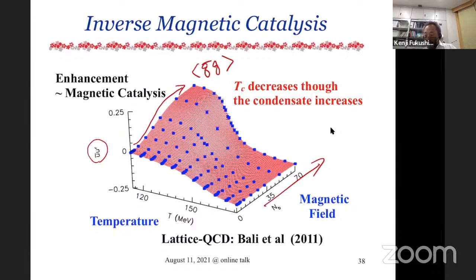You see, if the magnetic field is zero, then the chiral condensate melts around this temperature, 100 to 150 MeV, that is of order Lambda QCD. But you see, if the magnetic field is very large, then the transition temperature is pushed down. Okay, this is around, I don't know, 140 or 130 MeV, and so pushed down.